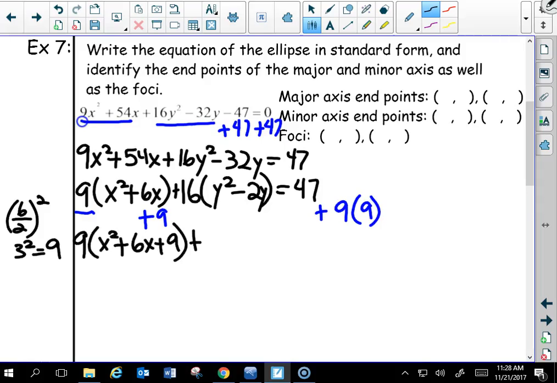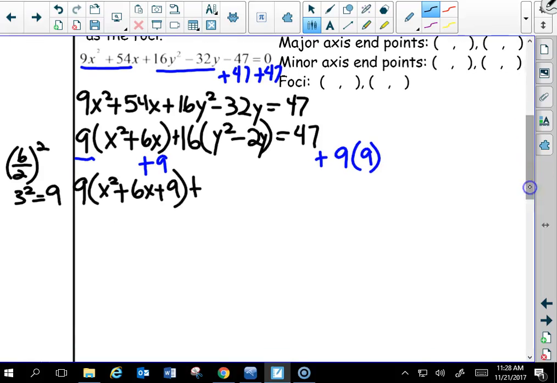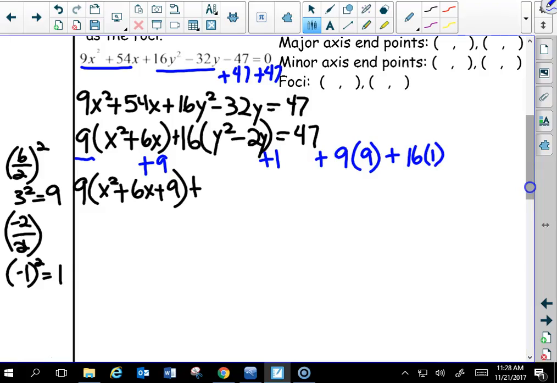Okay, now I'm going to work on completing the square for the y squared. So on this one, my b is a negative 2 over 2, which gives a negative 1 squared, which is 1. So similarly, I'm going to add 1 to both sides, but on the right-hand side, it's going to be 16 times 1. So I'm essentially adding a 16.